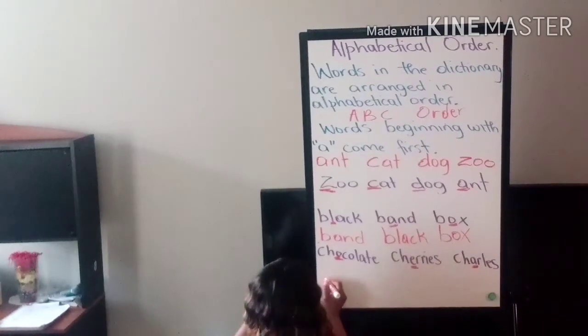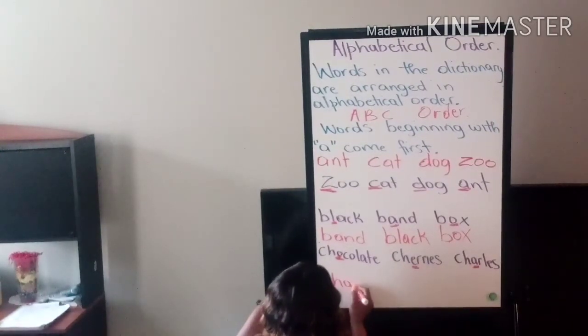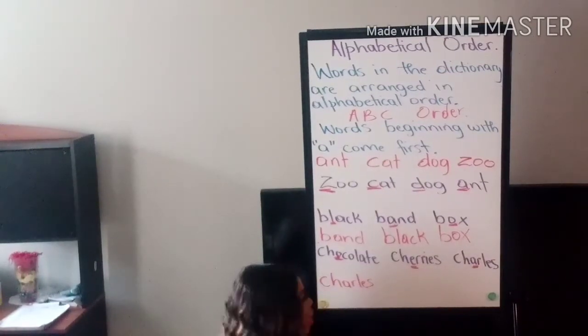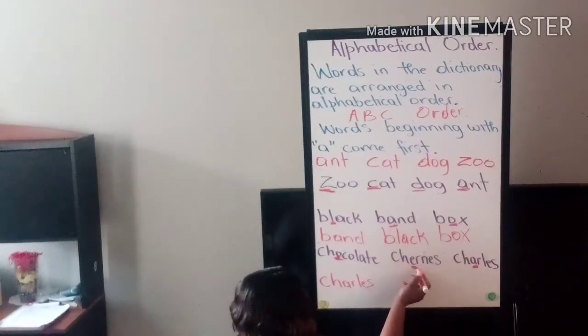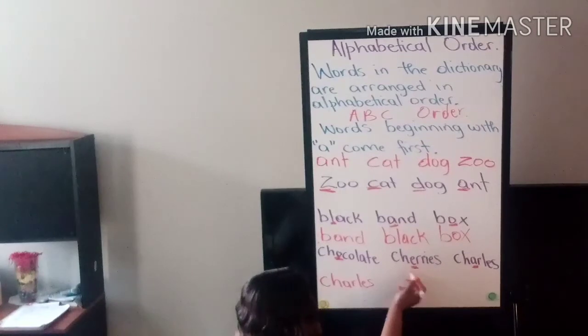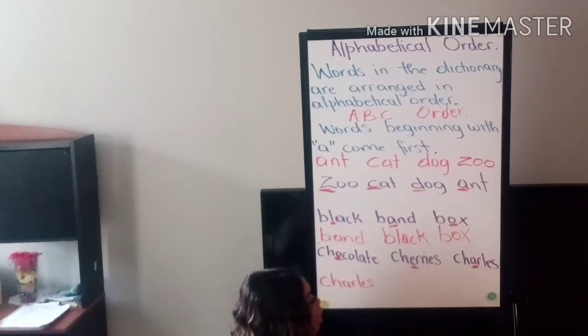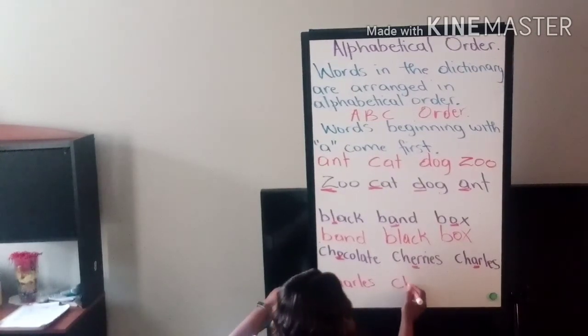So Charles would be first. Then what would be next? Is it E in cherries, or is it O in chocolate? Huh? You are right, cherries.